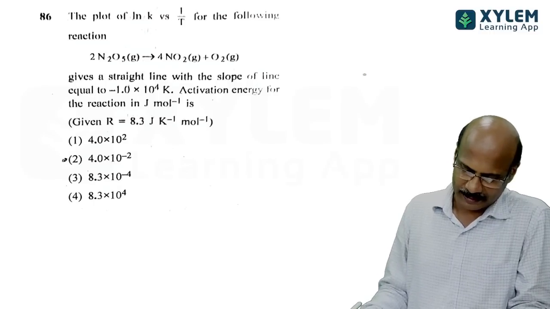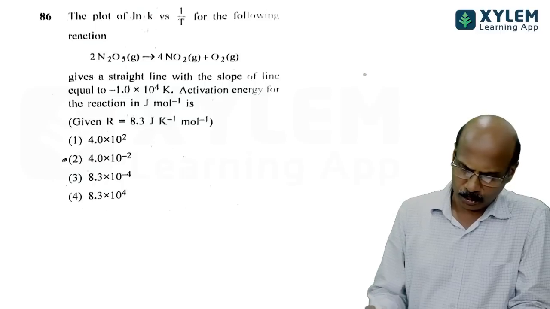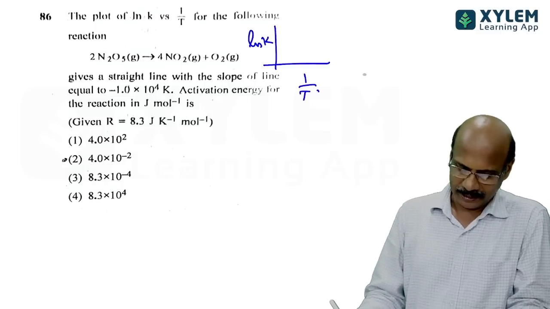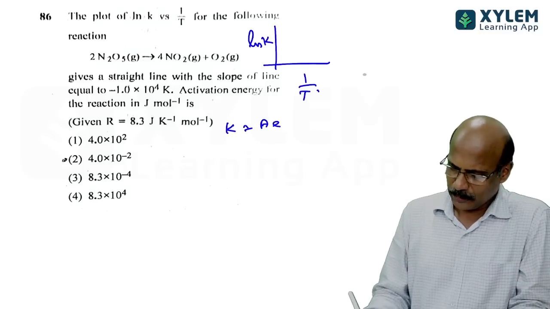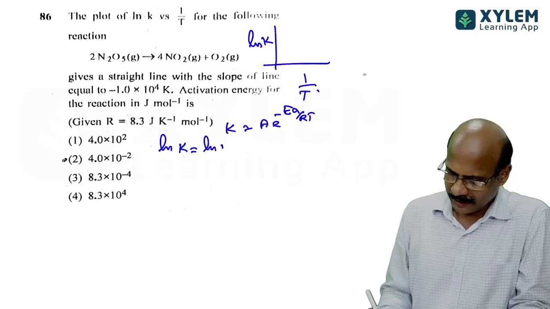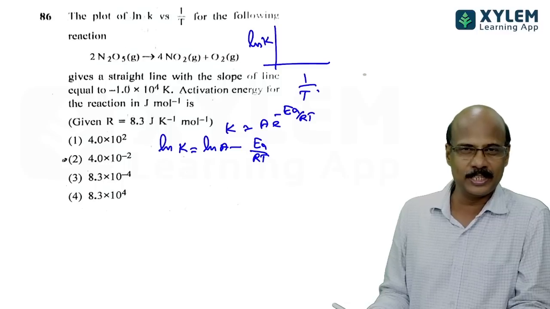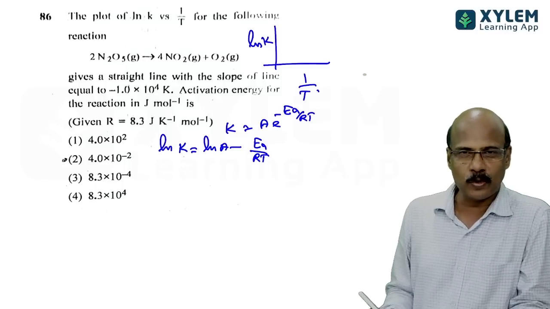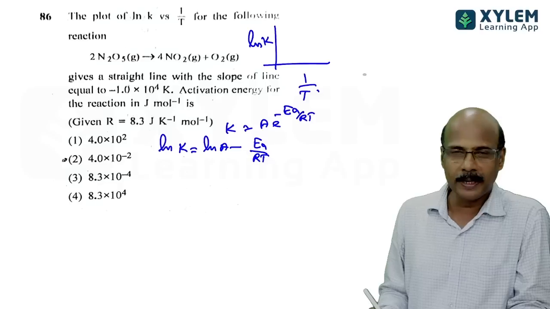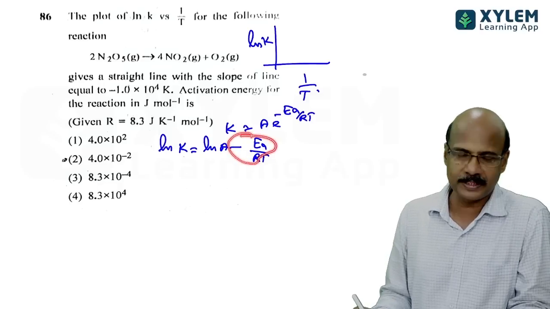Coming to question number 86. Plot of ln k versus 1 by T. You are plotting here ln k with 1 by T. You know that k equal to A into e raised to minus Ea by RT, and if you take natural log, ln k equal to ln A minus Ea by RT ln e. Ln e is 1, you know. You can compare this with y equal to mx plus c. You take ln k in the y axis and 1 by T in the x axis. The slope of the line should be equal to minus Ea by R.